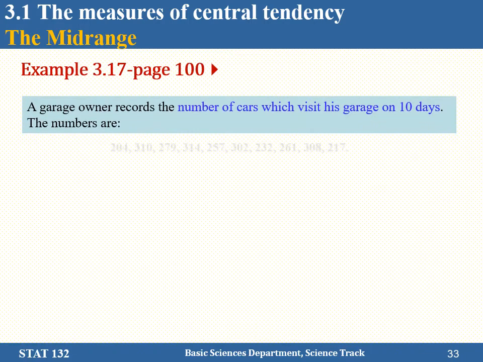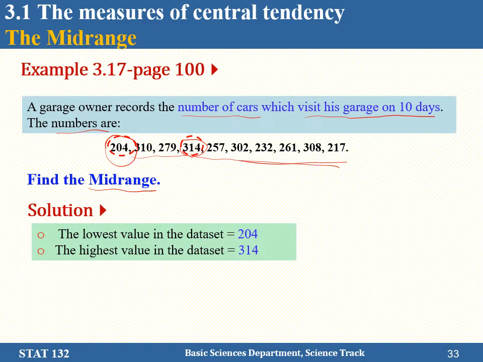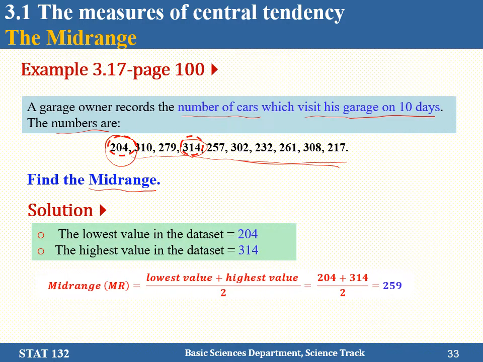Now let's look at this example. A garage owner records the number of cars which visit his garage on 10 days. The numbers are listed here, and it says find the mid-range of this data. So you try to find the least value here, which is 204, and the biggest value is 314. So you add these two numbers and divide by 2, and then it will give you the mid-range, which is 259.